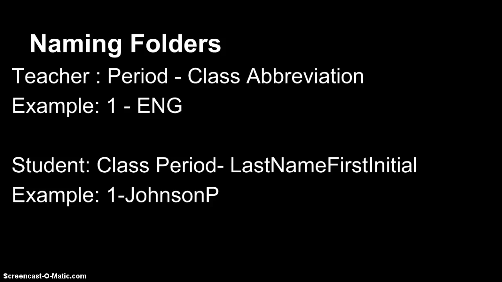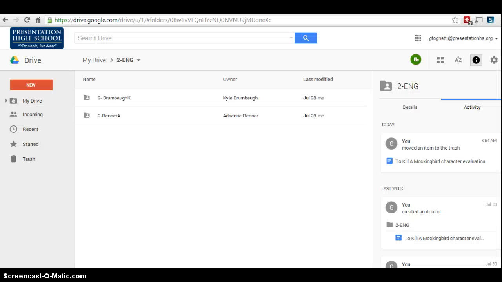Here's a reminder of the naming conventions for folder creation. Again, for the teacher, it's the period and the class abbreviation. In the example, it was 1-ENG. For the student, it's their class period and then their last name first initial. So in the example, it's 1-Johnson P. Critically important for the students to get this part right, which will make your life much easier later on. So you really need to enforce. Again, students will drag their folder to your shared folder. In this example, my two students, Kyle and Adrian, have already dragged their folders to the class shared folder.